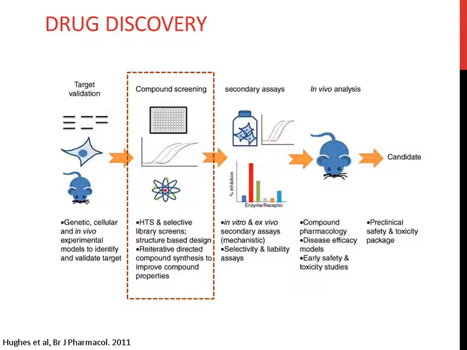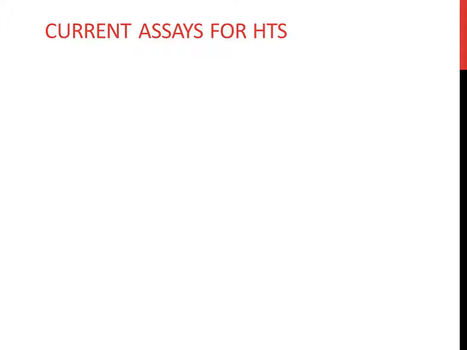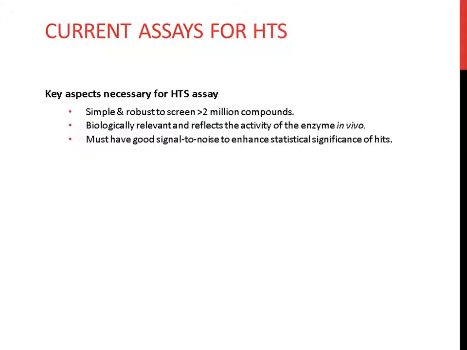Now, what are the current problems in high-throughput screening? The key aspects necessary for high-throughput screening are that it's a simple and robust assay, because we want to screen sometimes more than 2 million compounds. It needs to be a biologically relevant setup, because we want to reflect the activity as much as possible as in vivo. And we usually must have a really good signal-to-noise ratio in these assays, because when you screen that many compounds, you want to have very good statistical significance.